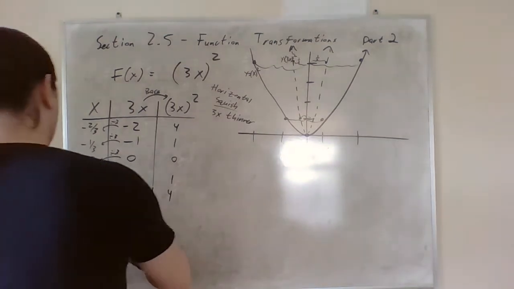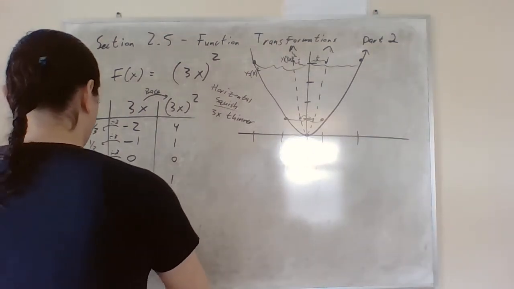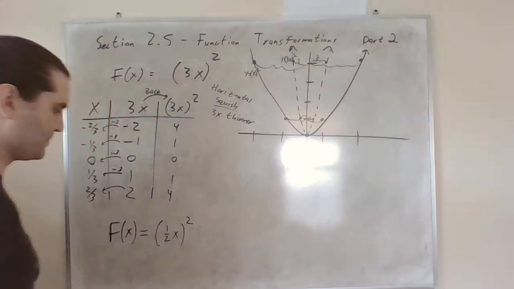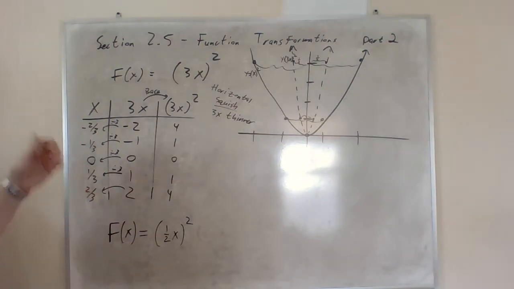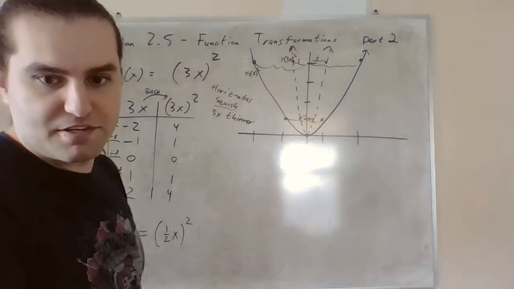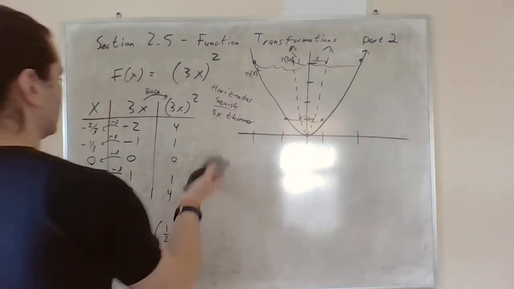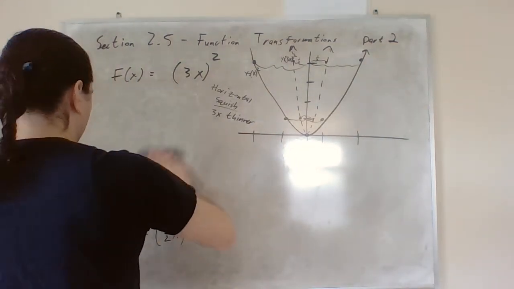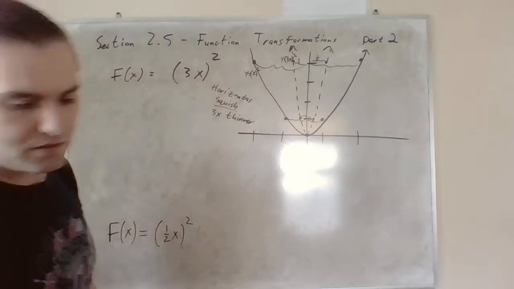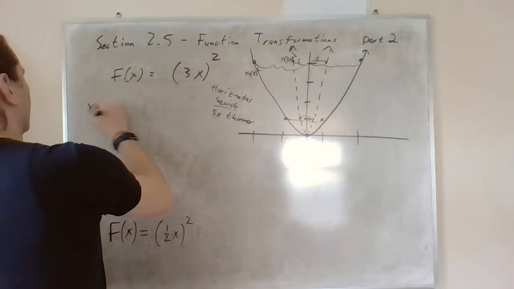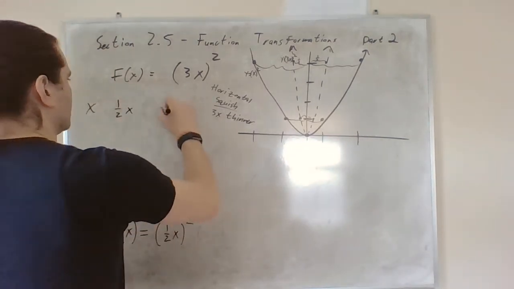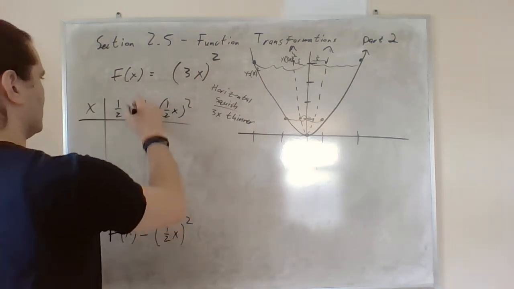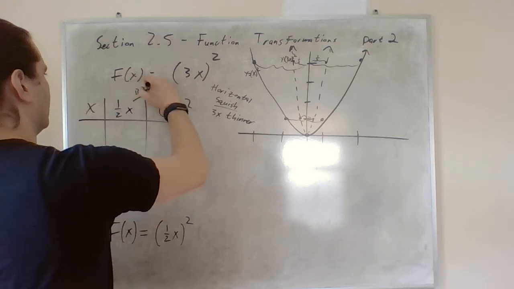So hopefully we can imagine what happens if you do f of x equals 1/2 x squared. Actually, let's not imagine it. Let's just do it. Make a new table here: x, 1/2 x, 1/2 x squared. As usual, the base function happens here.